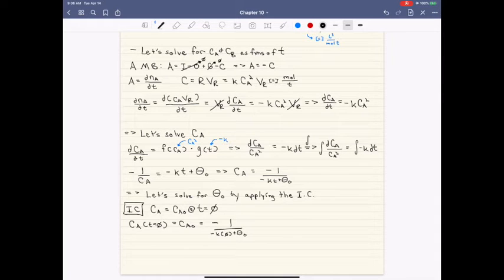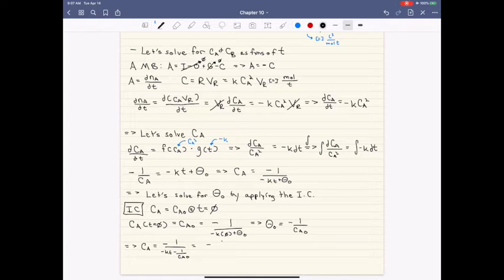Alright? And so what we end up getting is that theta naught here is just equal to negative 1 over Ca naught. Okay? So, now that we figured out what theta naught is, we could plug it back in to our equation. Negative 1 over negative kt minus 1 over Ca naught. And I'm just going to arrange this. I'll go through the algebra a bit slowly here.